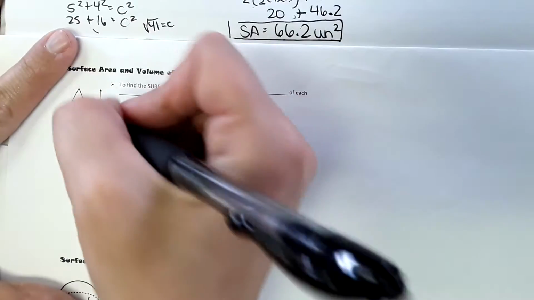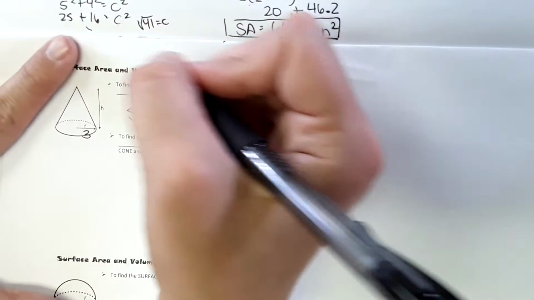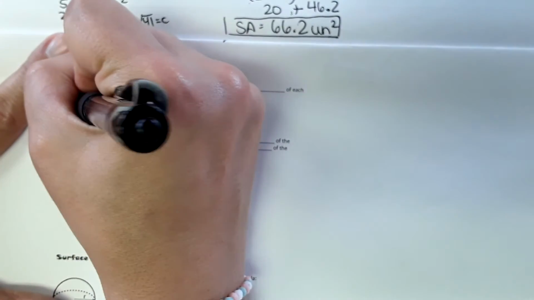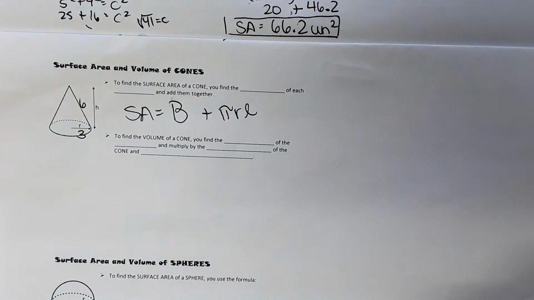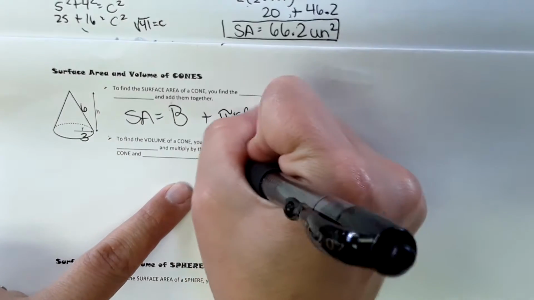Dimensions of our cone, we'll put 3. The slant height, we'll say, is 6. And from there, we can figure it all out. So surface area.